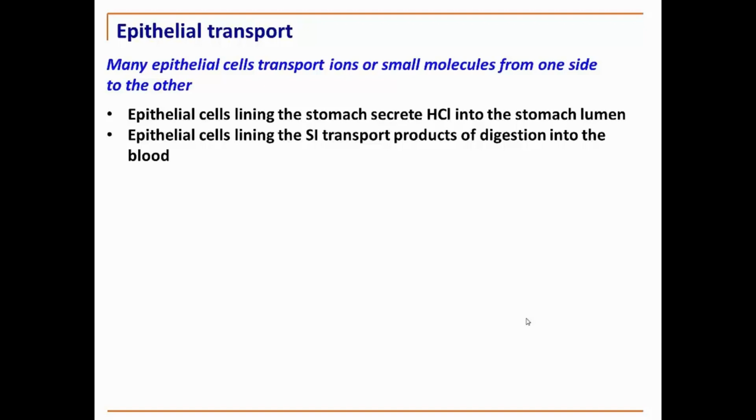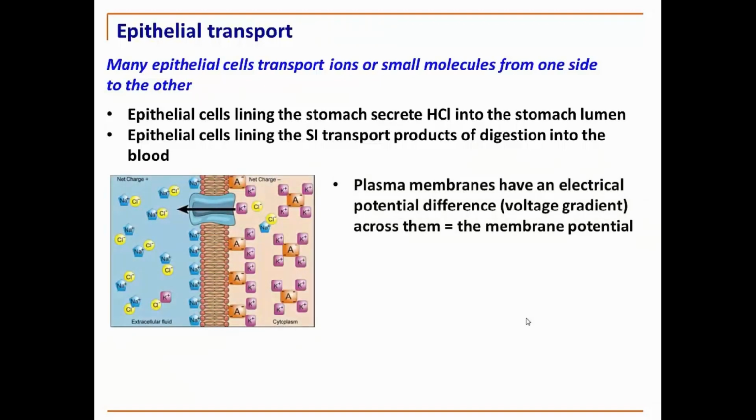The epithelial lining of the small intestine transports products of digestion into the blood. So they're moving the other way, from the GI tract into our body, into the blood.